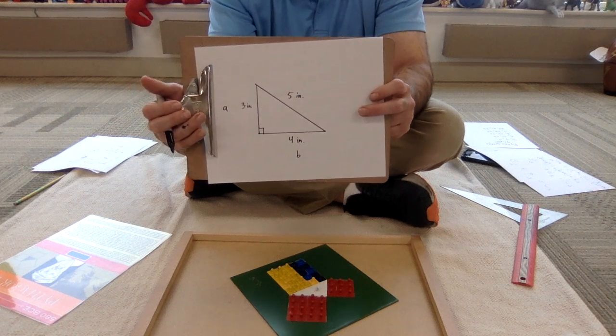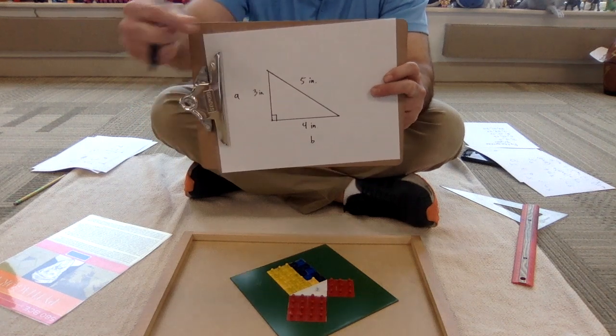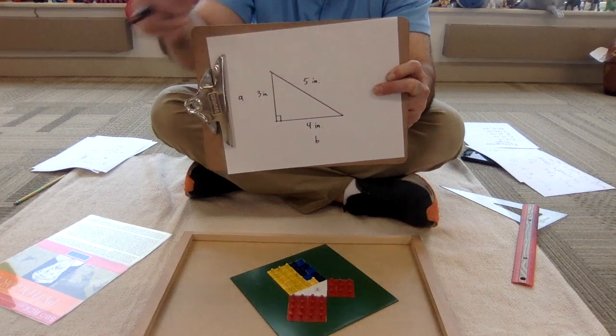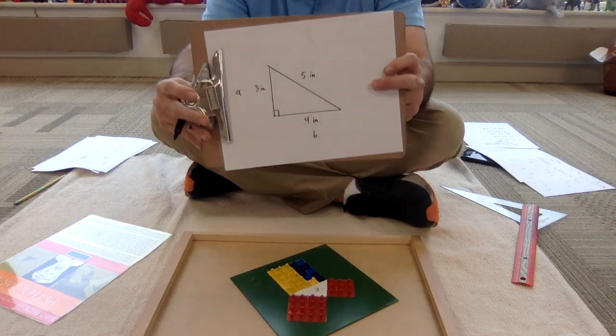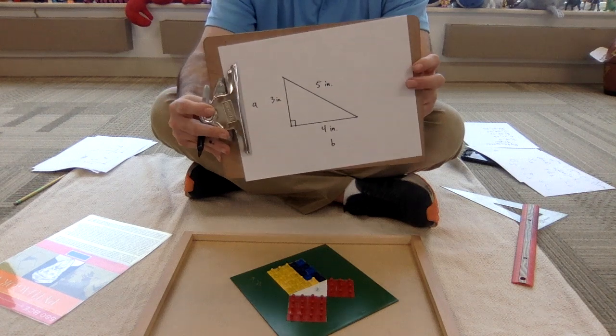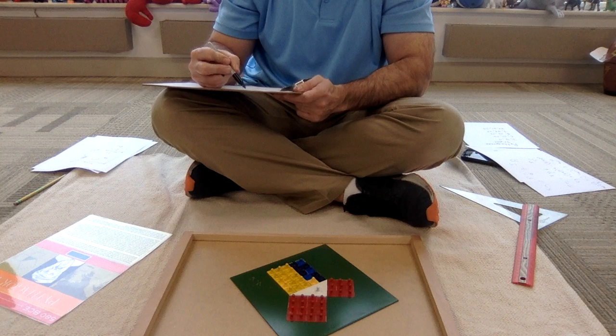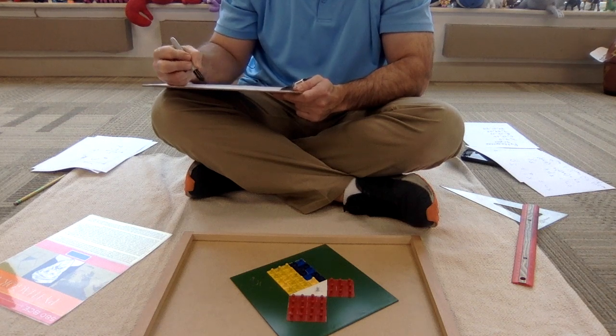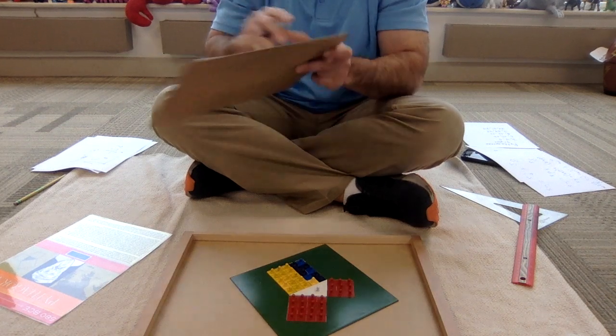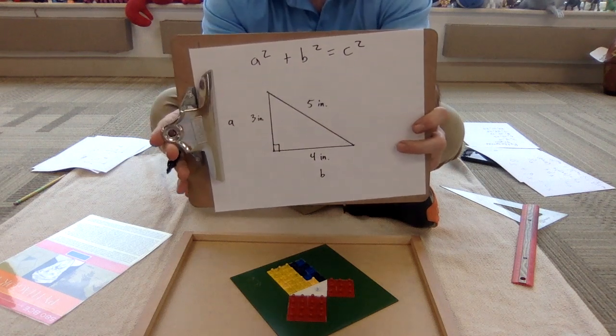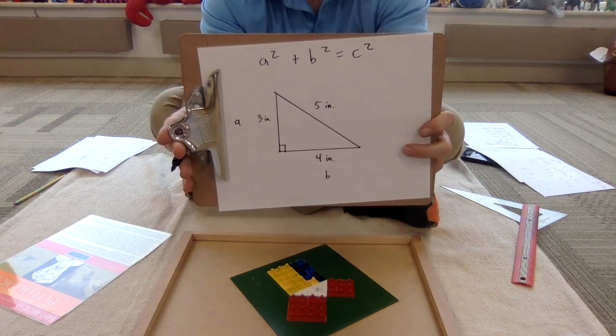So again, to review, how did I know that this was going to be 5 inches without even having to draw the line, but then proving myself right? How did I know? Because of the Pythagorean theorem. Let me write it down again. There it is, one more time. A squared plus B squared equals C squared.